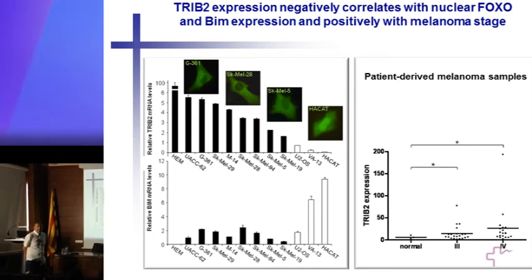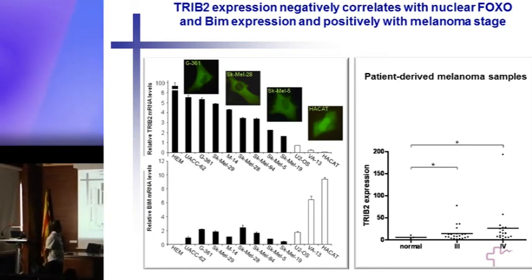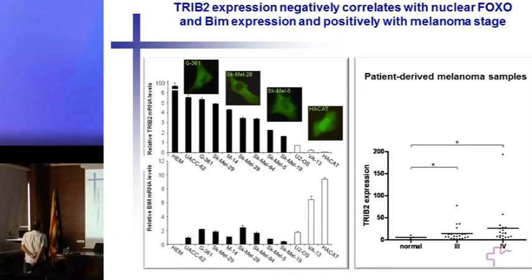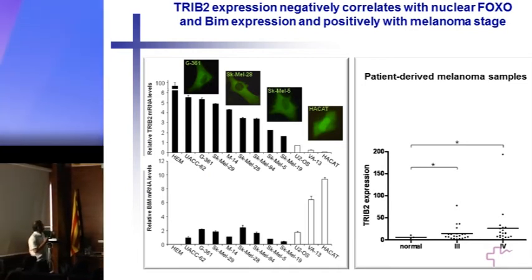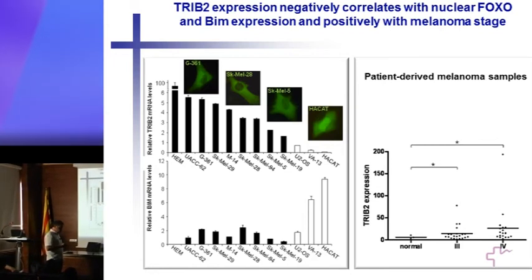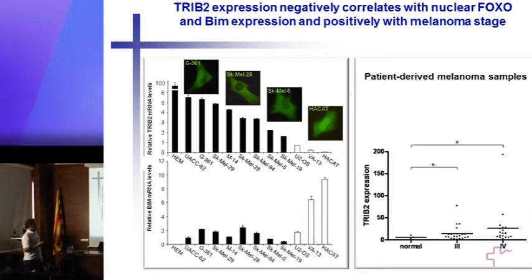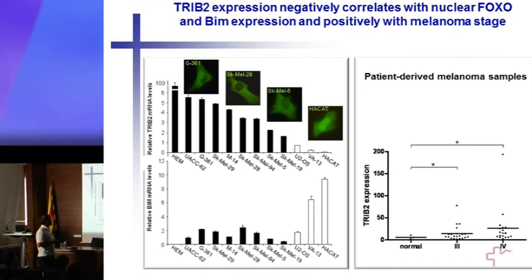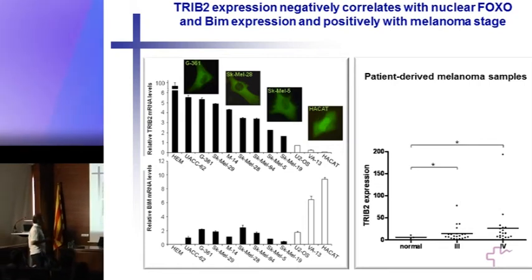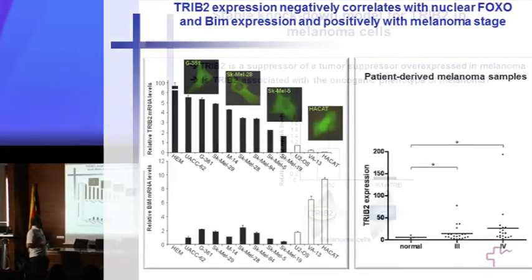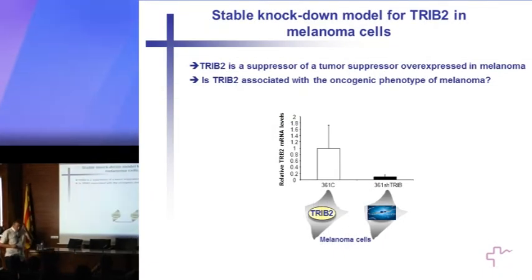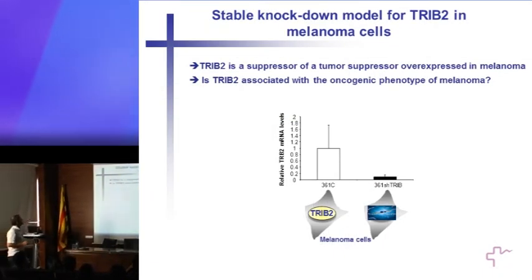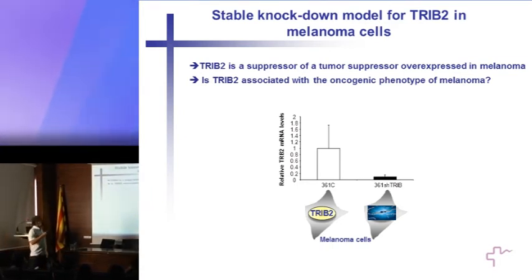The black bars represent melanoma cell lines. We were able to correlate tribbles expression negatively with nuclear Foxo and BIM expression. BIM is a target gene of Foxo, and we were also able to positively correlate TRP2 expression with melanoma stage. So apparently, tribbles is a suppressor of a tumor suppressor.